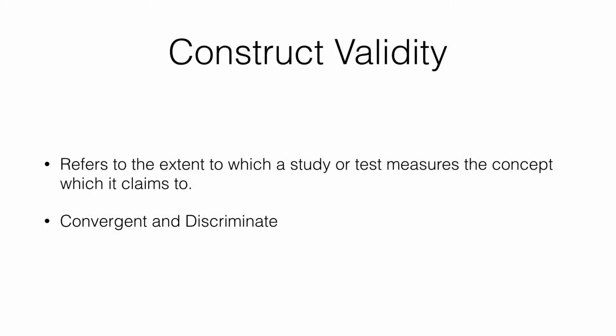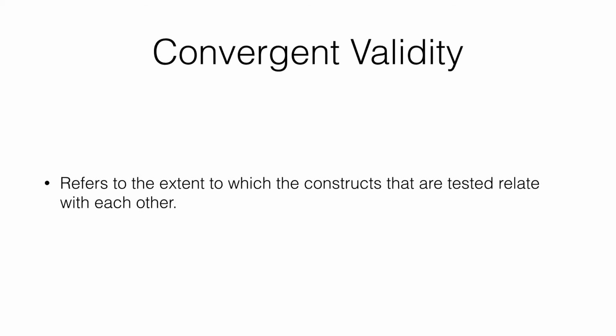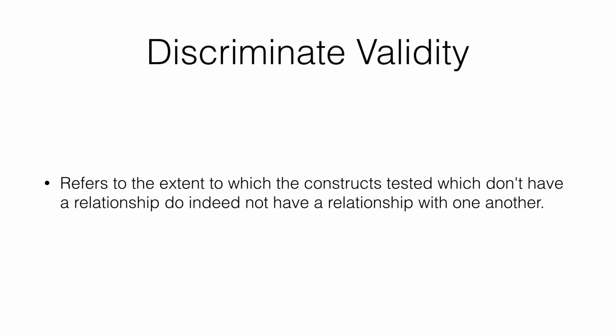Construct validity refers to the extent to which a study or test measures a concept which it claims to. It's further split up into convergent and discriminant validity. So, convergent validity refers to the extent to which the constructs that are tested relate to each other. Discriminant validity refers to the extent to which the constructs tested, which don't have a relationship, do indeed not have a relationship with one another.